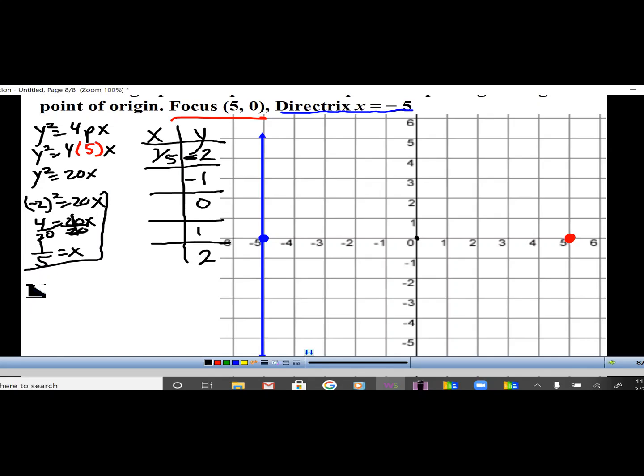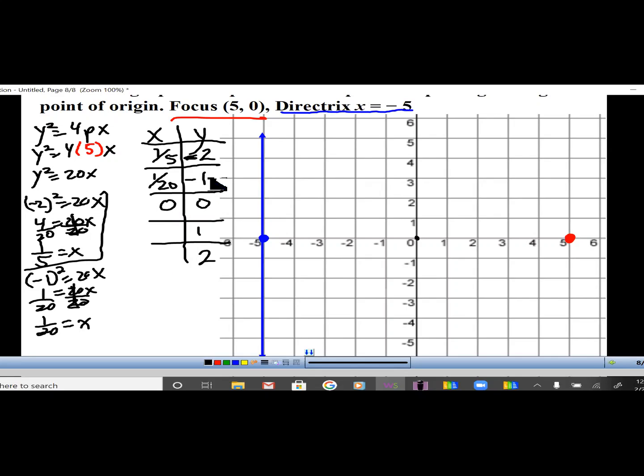I'm going to do the next value. Squared equals 20x. -1, that's 1 equals 20x, divided by 20. So that is 1/20 equals x. That goes right here. And of course, if we do the 0, we're going to end up with 0.